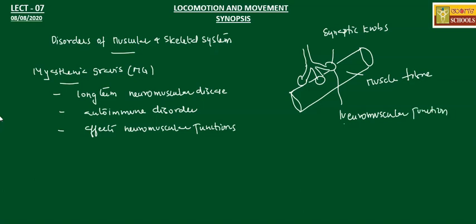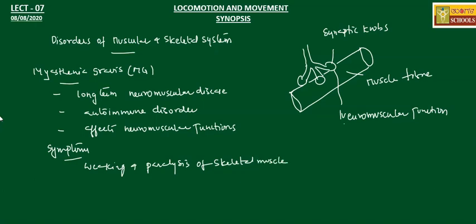Here, what are the symptoms of myasthenia gravis? It includes weakening and paralysis of skeletal muscle, and it is also seen with fatigue.